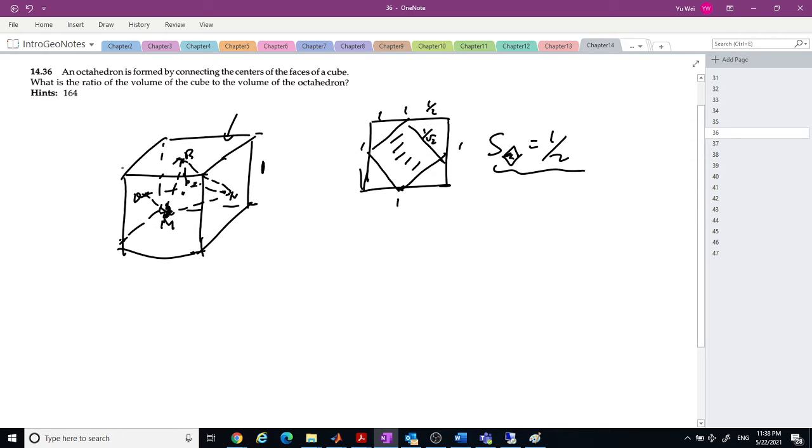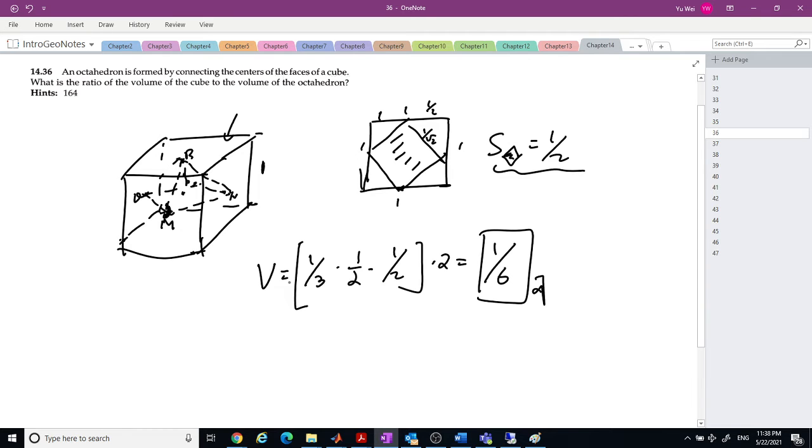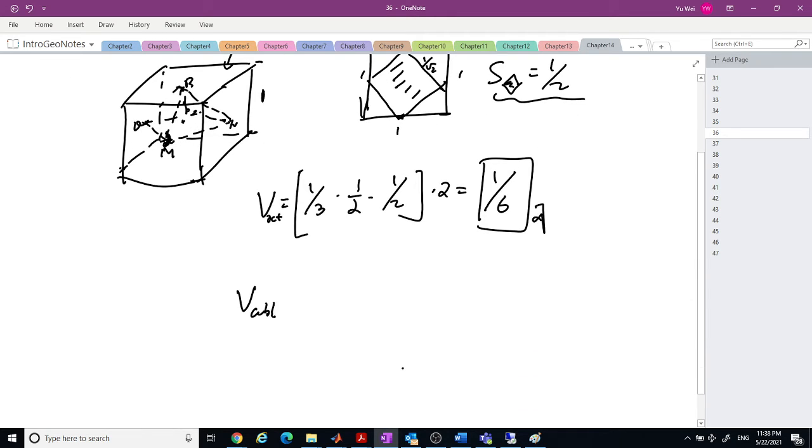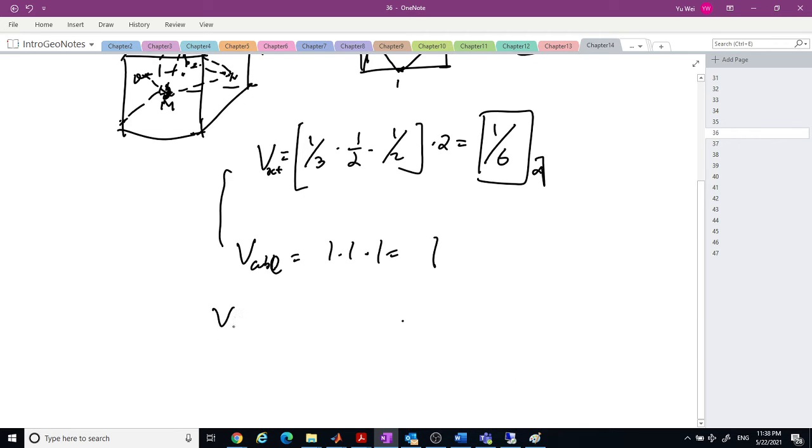Okay, now we can try to solve the volume. The volume is 1/3 of the area, which is 1/2, times the height, which is 1/2, because this is only half of the octahedron. Then we have to times 2. So the volume of the octahedron is 1/6. Now the volume of the cube is 1 times 1 times 1, which is 1. So now we can calculate the ratio of the cube over the octahedron, which is equal to 6.